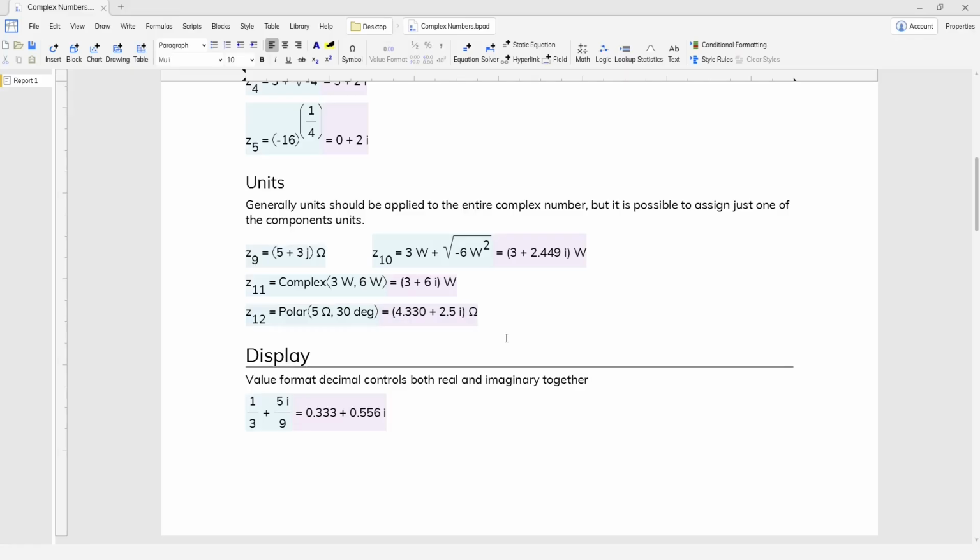Now, just one more option that I want to point out is that you can also use the approach of multiplying by 1 with the unit you want.